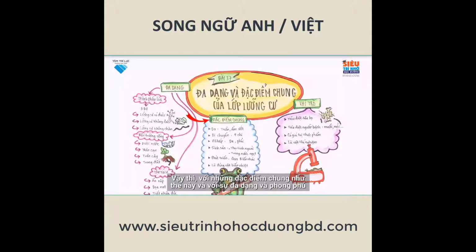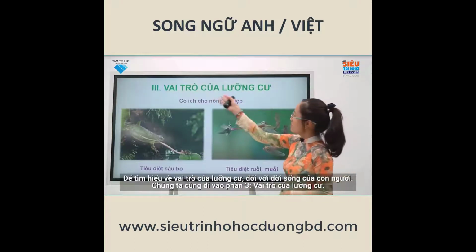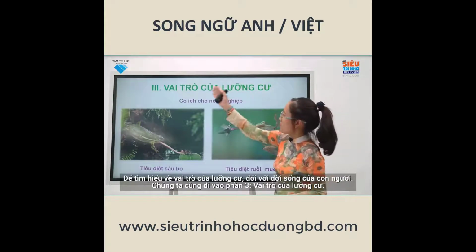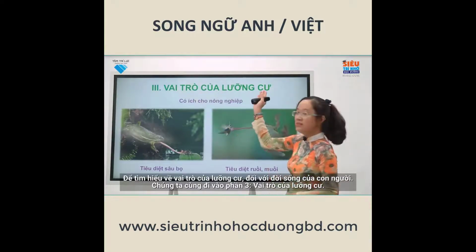So, with general characteristics like these, and with the diversity and richness of species composition in terms of quantity, habitat, and behavior, what roles do amphibians play in human life? Let's find out through the final part, that is part 3, the role of amphibians. To learn about the role of amphibians in human life, let's go to part 3.